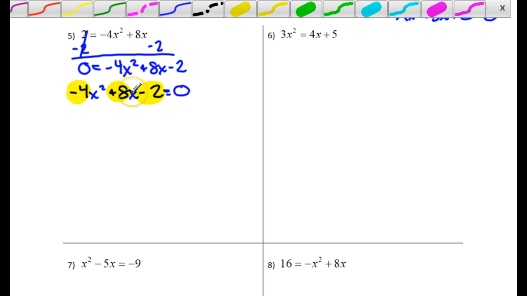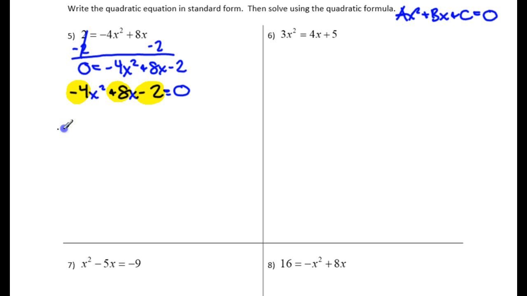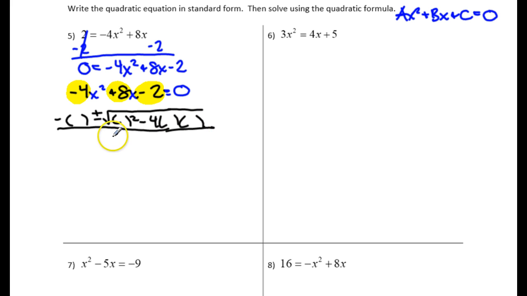Alright, so we've already practiced writing the formula out, so I'm just going to go straight to the plug-in. So remember, it's going to be negative b, it's always a negative in the front, plus or minus the square root of b squared minus 4ac. I'm going to go back and plug all that in later. And the bottom is 2a.